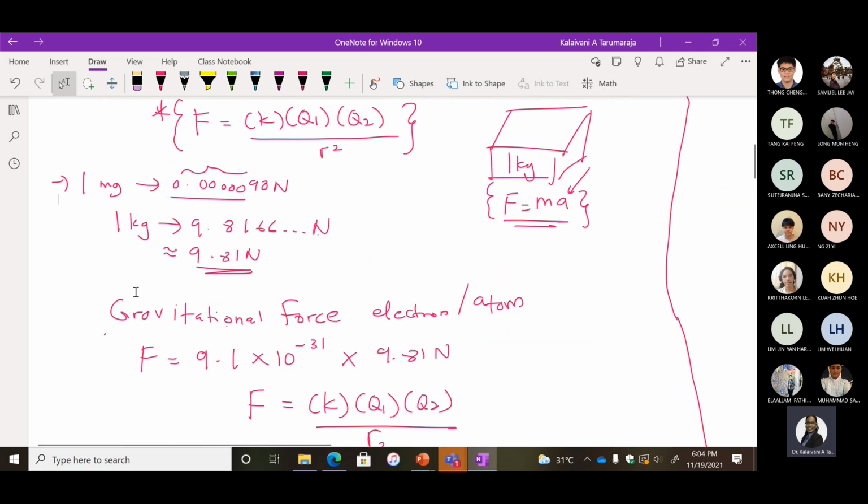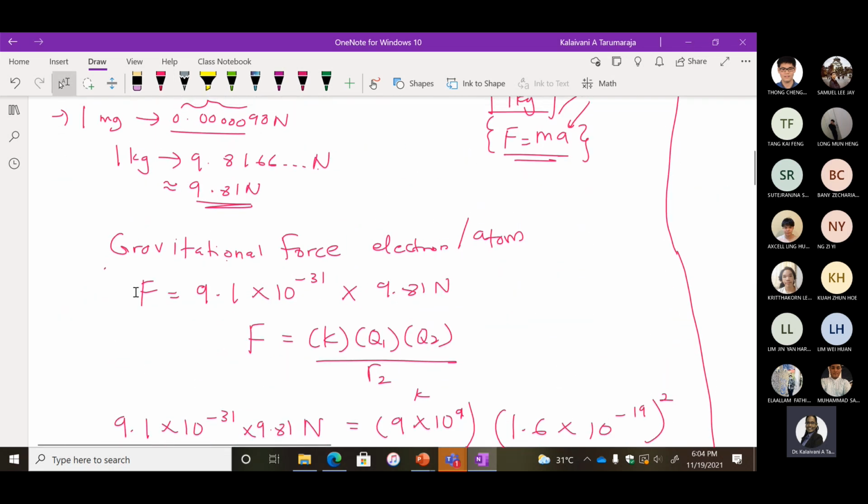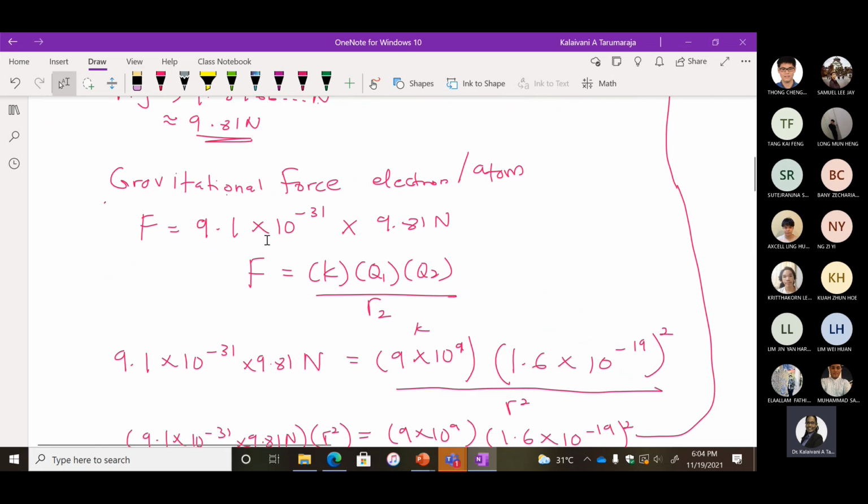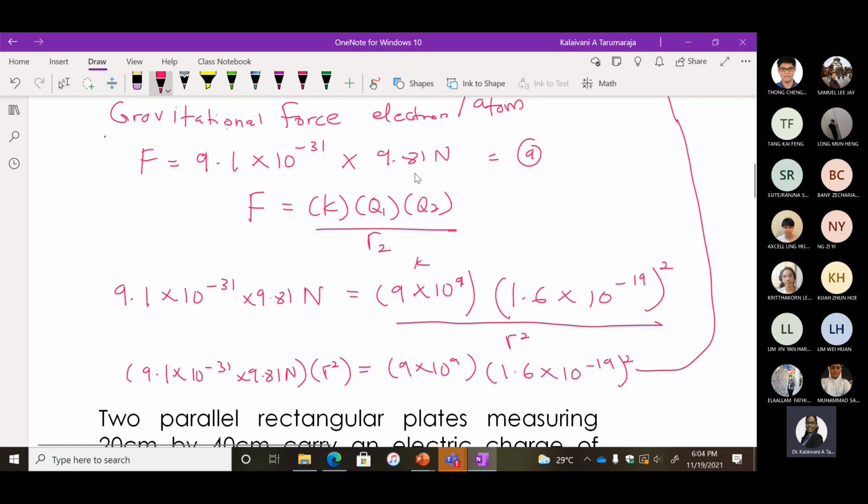Once you're done, you match this force with the force equation we have based on the charge calculations. First you convert and get the force answer. It means 9.8 times 10 power of 31 times Newton. So you get the answer, which I just put as A. Once you get the force, you substitute this answer into the next equation, the mathematical equation. Once you compare, you get your answer.